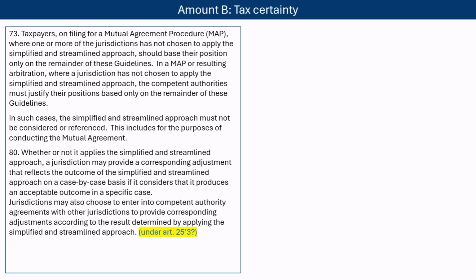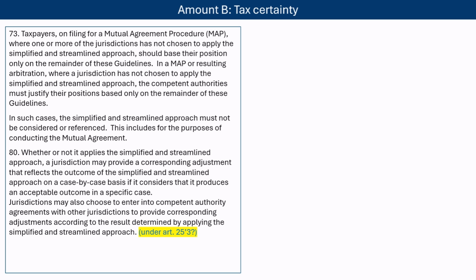And then they say something interesting in paragraph 80, which makes things a little better. It says, whether or not it applies a simplified and streamlined approach, a jurisdiction may provide a corresponding adjustment that reflects the outcome of the simplified and streamlined approach on a case-by-case basis if it considers that it produces an acceptable outcome in a specific case.